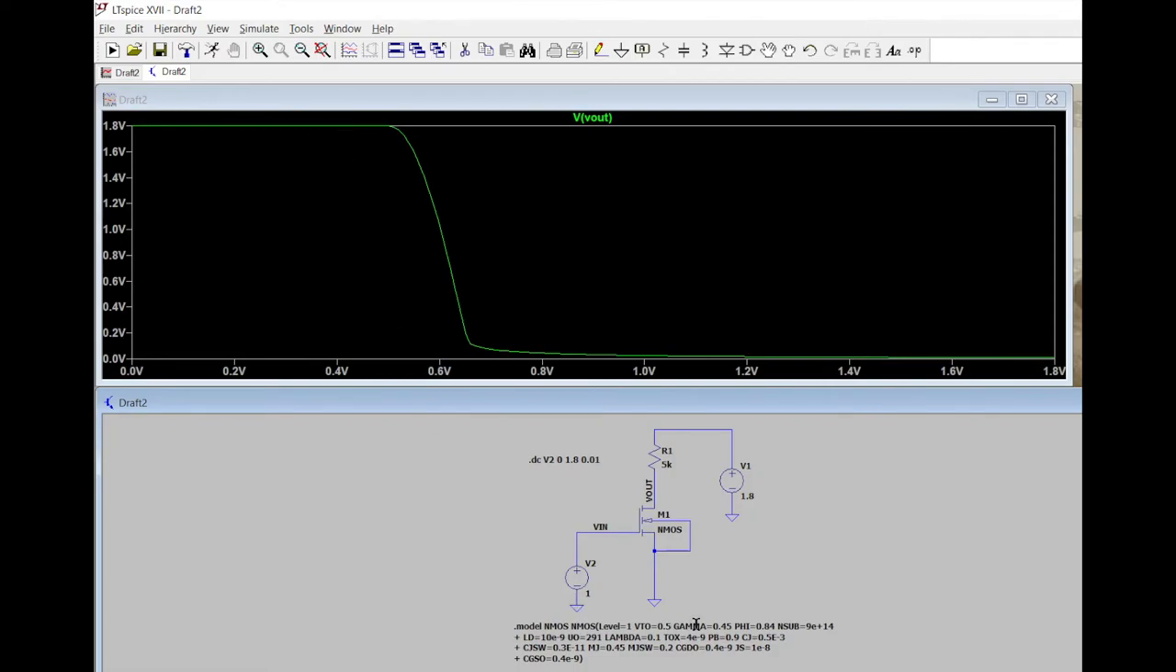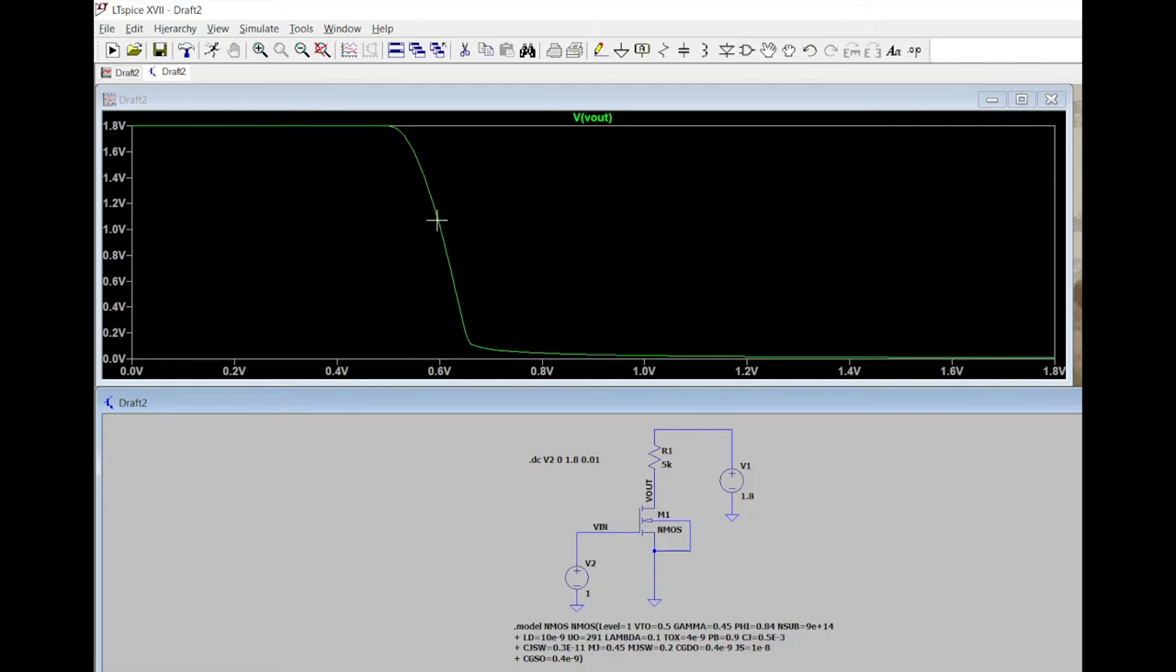If you can see here, the threshold voltage of this MOSFET is 0.5 volt. So till 0.5 volt, the MOSFET was in the cutoff state. As the VGS becomes more than 0.5 volt, the transistor starts conducting and goes into the saturation region. And of course, when the VGS is too high, higher than the VDS, then it goes into the linear region here. Okay, let's try to find out the gain.